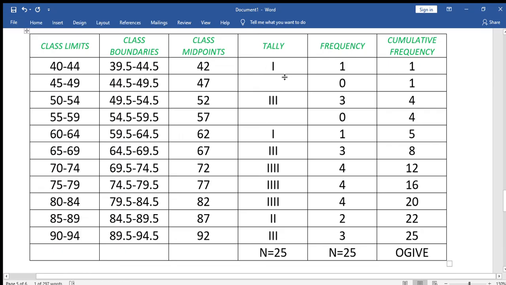Then if you tally, you're just going to sort the scores by putting a mark on the specified class limit where that particular score belongs. Then lastly, your cumulative frequency or your ogive, you start initially from your very first class limit, then use its frequency, then continue adding with the frequency of the next class limit.